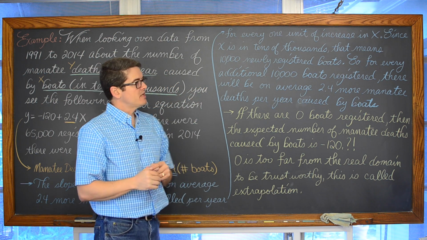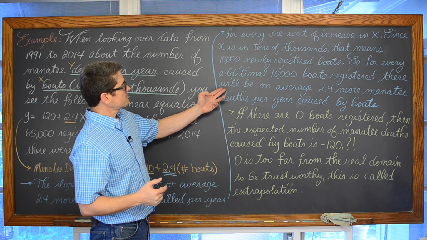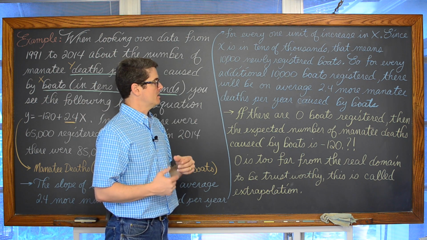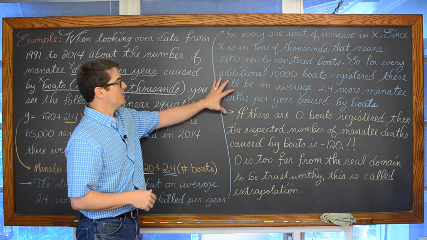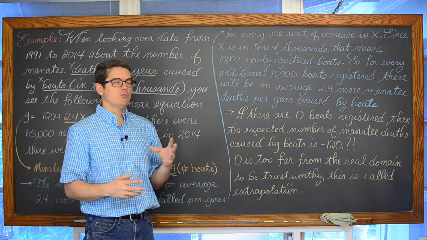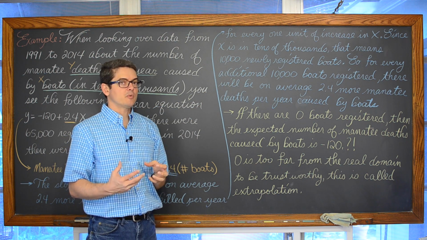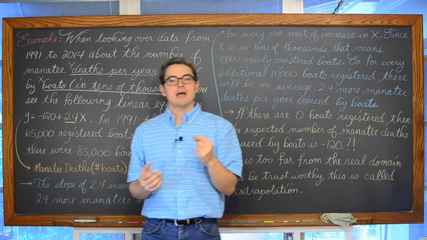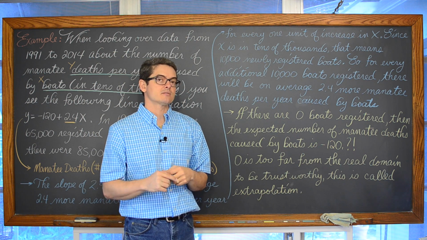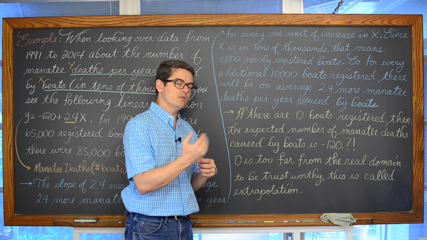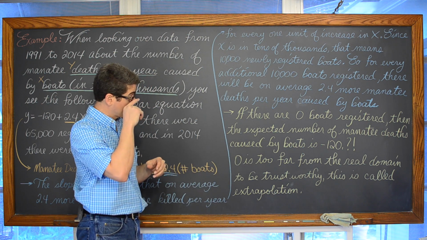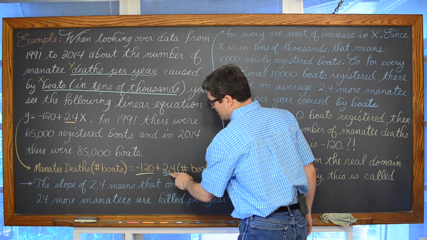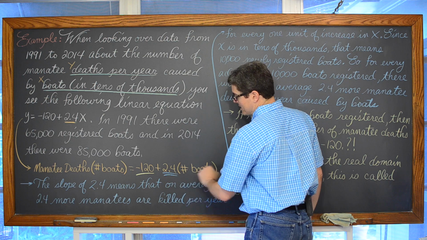So for every additional 10,000 registered boats, there will be, on average, 2.4 more manatee deaths per year caused by boats. And really this last sentence is what I think is the best summary of what the slope of 2.4 represents. But I wanted to lead you through that definition, average change in y per 1 unit of change in x. Just 1 unit of x in this particular example is 10,000 boats. So we put a really good context to what that 2.4, the slope, represents.